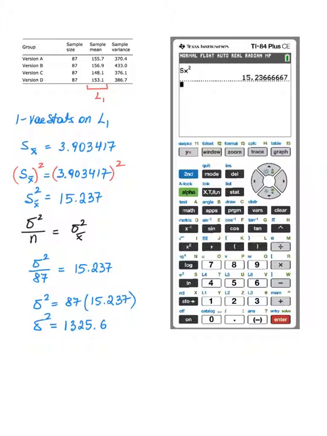Now that I've found my estimate for the sample variance, I am ready to find my estimate for the population variance sigma squared. Here is the same equation that I showed you before. I know the sample size is 87. I know that the variance of the sampling distribution of x bar is 15.237. We just estimated it. Now I need to solve this equation for the population variance sigma squared. To do this, I'm going to use the concept of proportions.